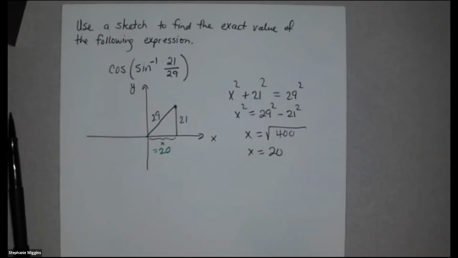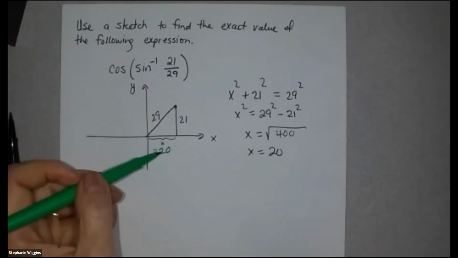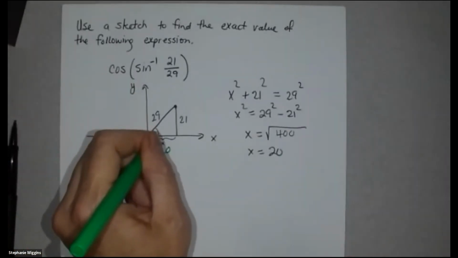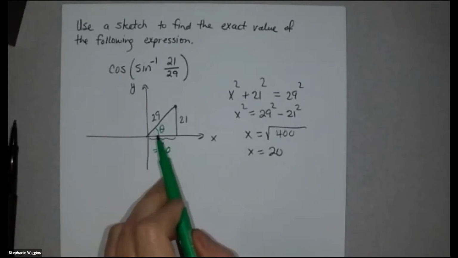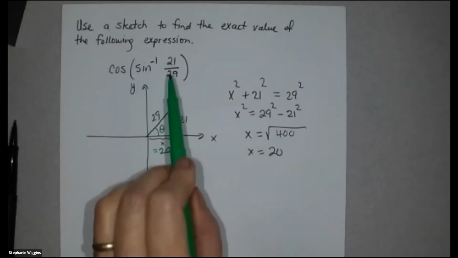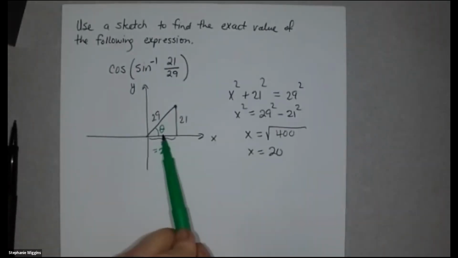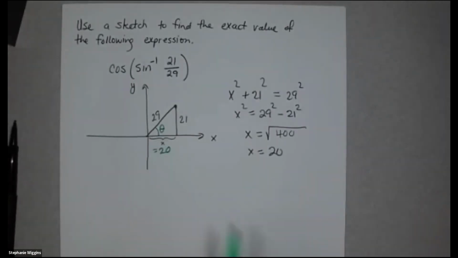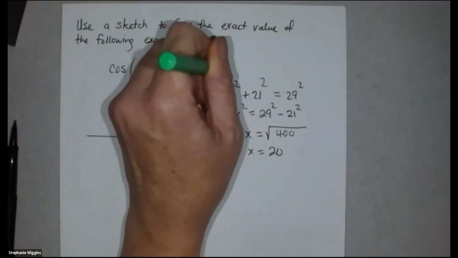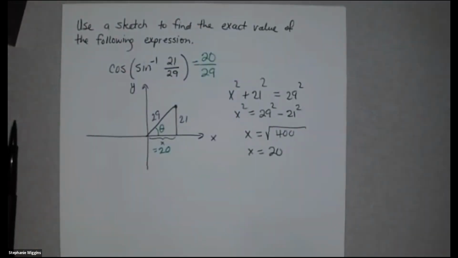Well, now I can calculate the cosine, right? Cosine is the x over the r. So the cosine of this angle, I don't even need to know the angle. All I know is that it's the sine inverse of 21 over 29. That's that theta. I don't need to know theta because now I'm going to take cosine of that theta. And that cosine is 20 over 29. All right, that's how you do those problems.